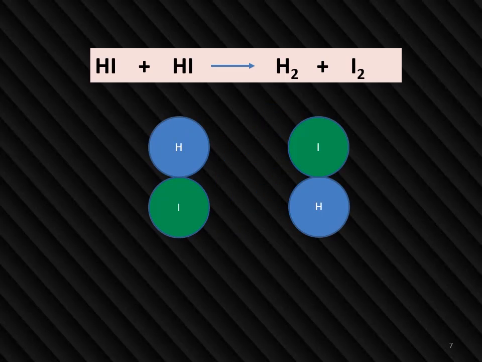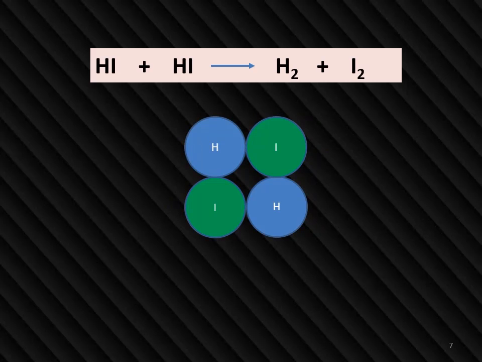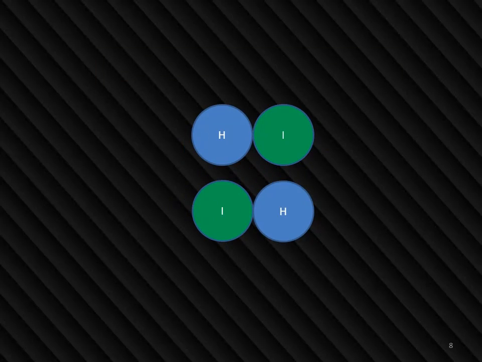However, if collision of HI molecules does not occur in correct orientation, successful collision will not occur, the reactant HI remains unchanged and the molecules of product, hydrogen and iodine, will not be formed.